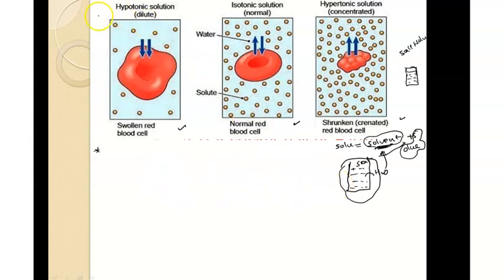In this solution I have inserted my cell, and here I have three different kinds of solutions. First, understand what this is. Hypotonic solution means, here in a hypotonic solution you are going to find a high amount of water molecules present. Let's say solvent is very high here. That is, a high amount of water molecules is present. So a hypotonic solution is called dilute. Dilute means the amount of water is very, very high here.